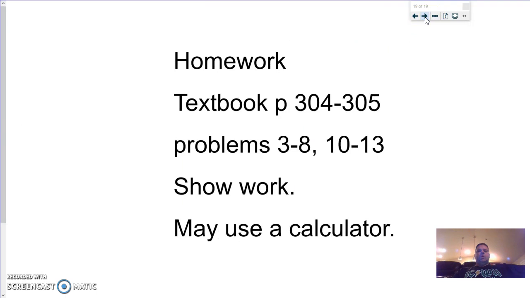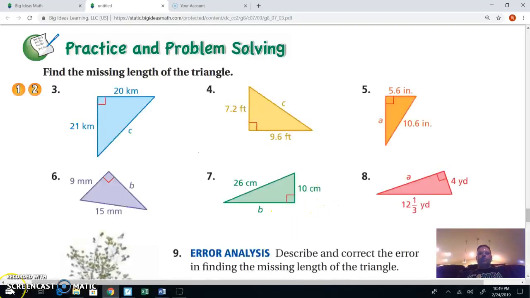You will have the rest of class to work on homework from the textbook, page 304, 305, problems 3 through 8 and 10 through 13. Please make sure you show your work of what you substituted in, as well as the squares and square roots. You may use a calculator. Here are problems 3 through 8 on the board. Please pause the video so that students can have this to look on if they do not have their book. When a majority of the students are done, please restart the video and I will have problems 10 through 13 available for you as well.